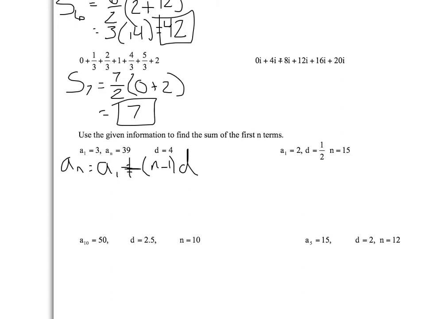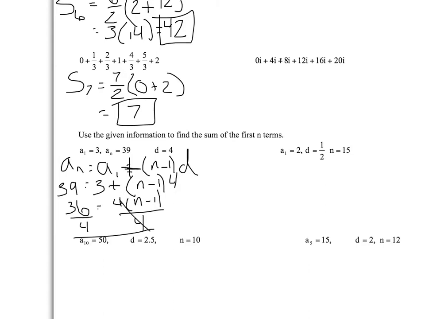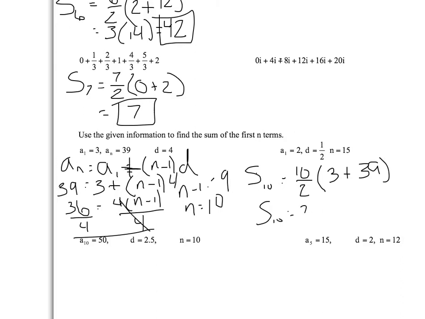I'm going to plug in what I know. an is 39. a1 is 3. I don't know what n minus 1 is. And d is 4. Well, to solve this, I'll subtract the 3. So 36 equals 4 times n minus 1. I'm going to divide by 4. So n minus 1 equals 9. And I'm going to solve for n by adding 1. n equals 10. So now that I know that n equals 10, I can use the sum formula. S10 is going to equal 10 over 2 times a1, 3, plus an, 39. When you do the math, you end up getting 210.